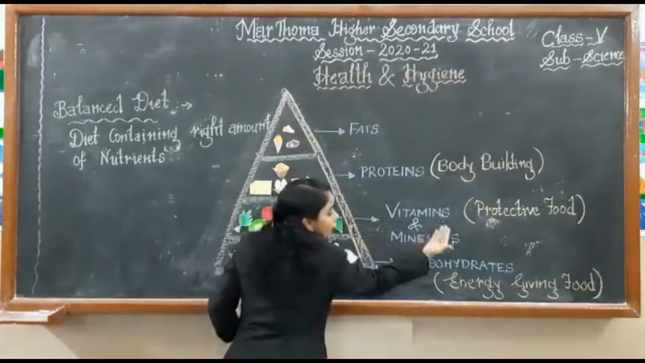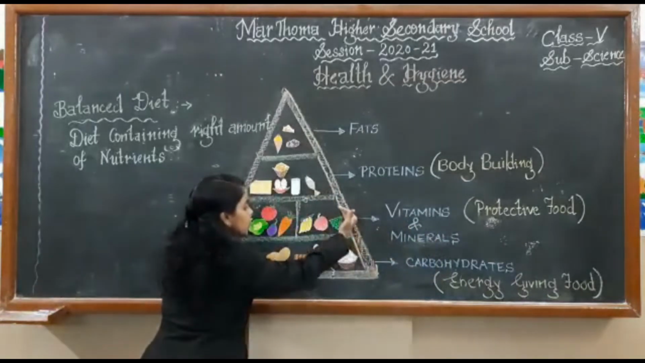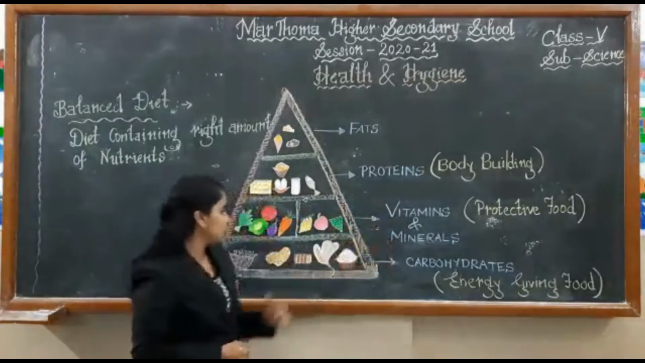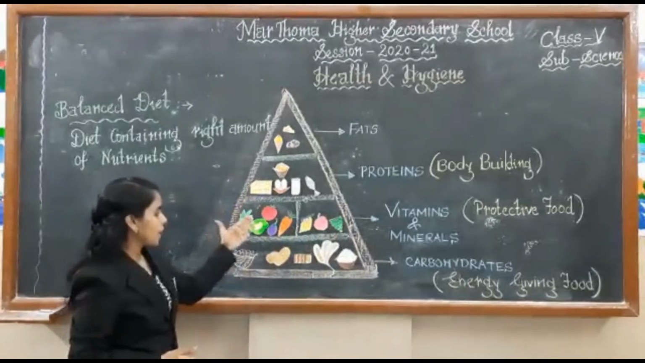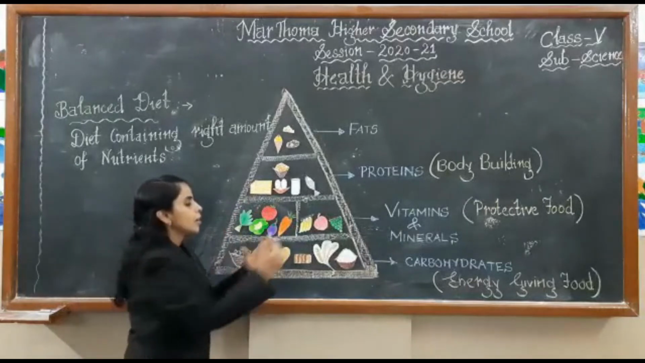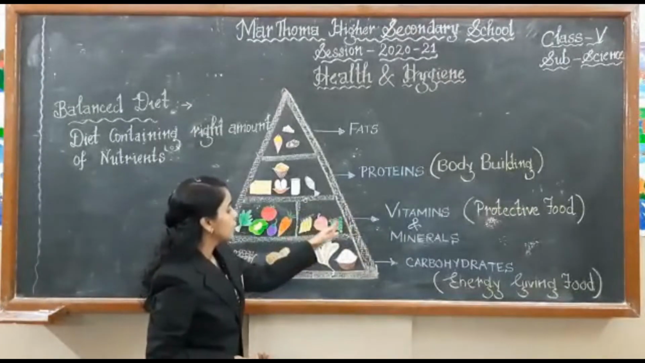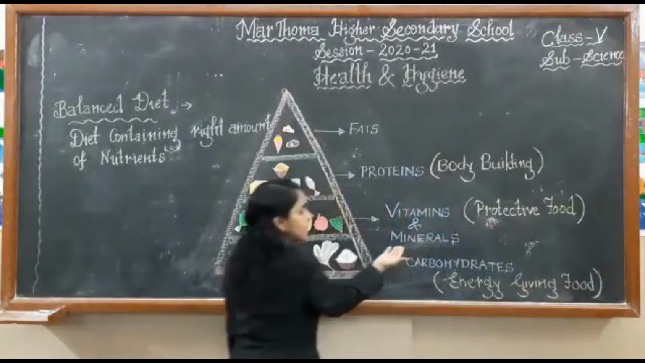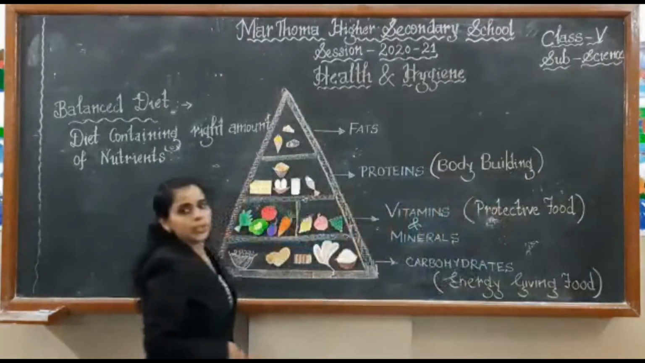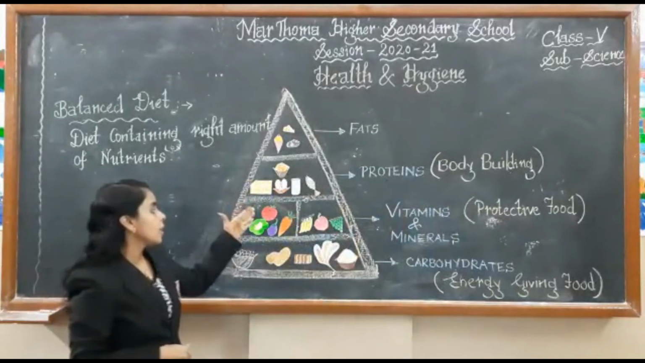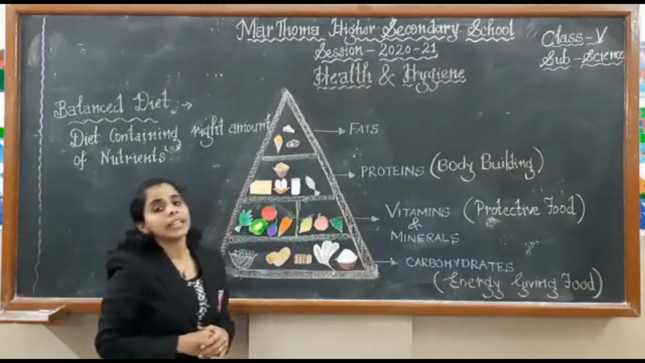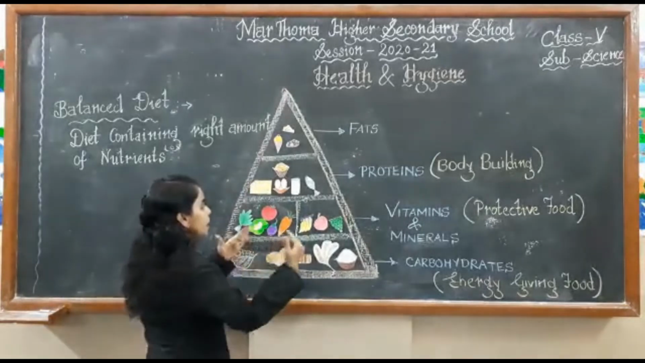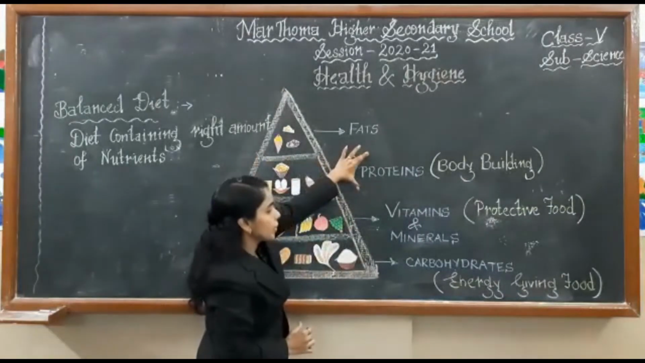Next comes vitamins and minerals. Now this pyramid is becoming a little bit narrower. What are the things we have to take to get vitamins and minerals? Vegetables, spinach, cabbage, tomato, brinjal, carrot, and fruits also, banana, apple, grapes. There are many other fruits also. Vitamins and minerals have another nickname, that is protective food. Why? Because if you are taking the correct amount of vegetables and fruits, then you can protect your body from different kinds of diseases.